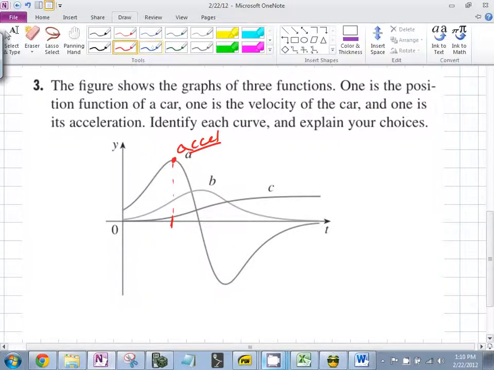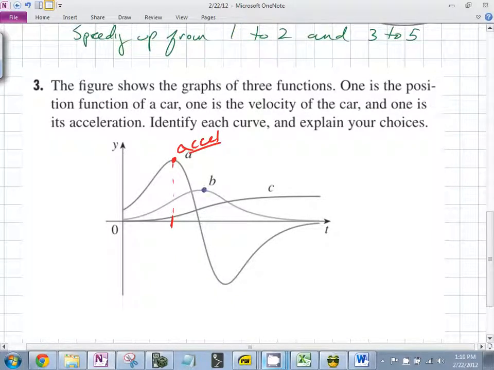So let's change color here. Let's look at this hump, see this one right here? Go straight down. Is there something right there? Yeah. So what's the slope here? It's 0, so its derivative better cross there. So what does it look like B should be? Velocity. Exactly. And then that leaves this one with being position.